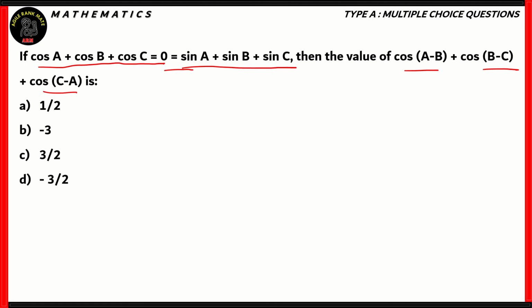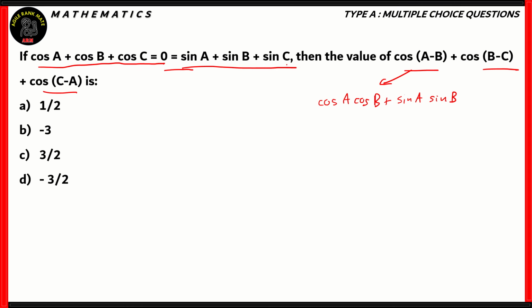So, how do we solve this question? Now, cos of A minus B is written as cos A cos B plus sin A sin B. This is a trigonometric expression. Now, you've studied this in grade 10. So similarly, cos(B minus C) would become cos B cos C plus sin B sin C, and cos(C minus A) would become cos C cos A plus sin C sin A. So that's how we would solve this question.